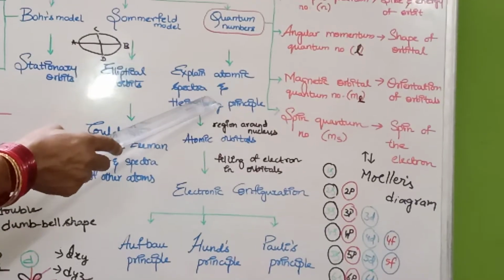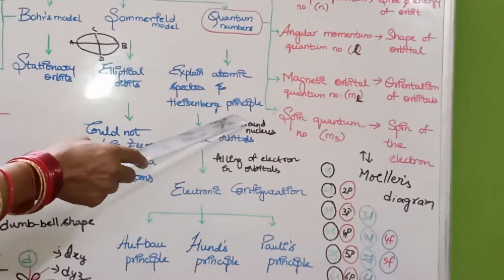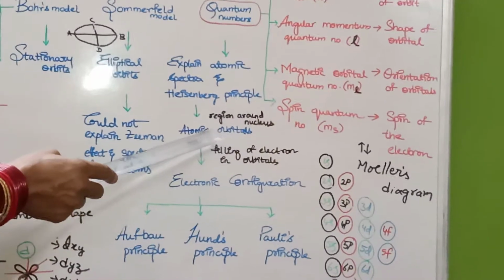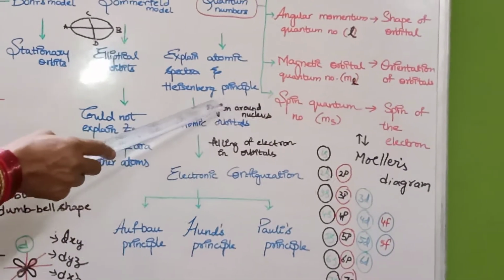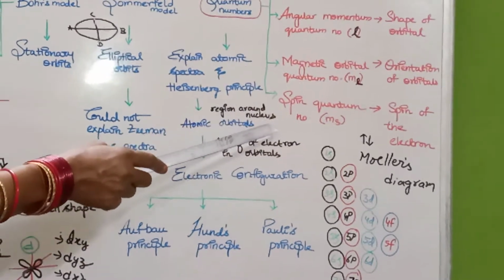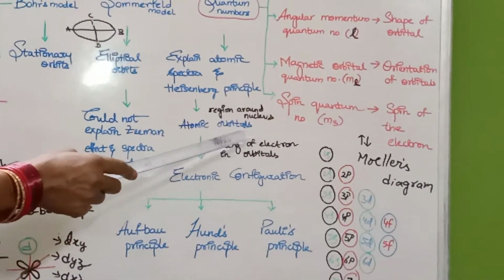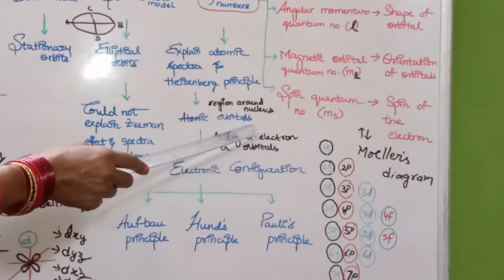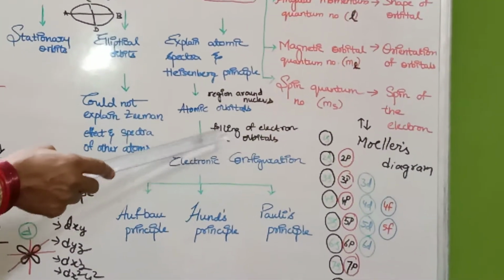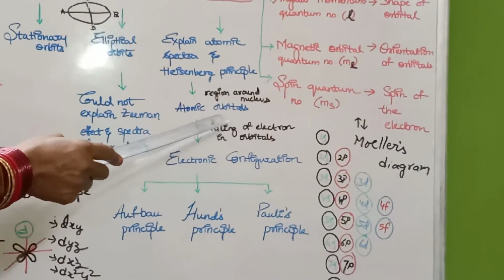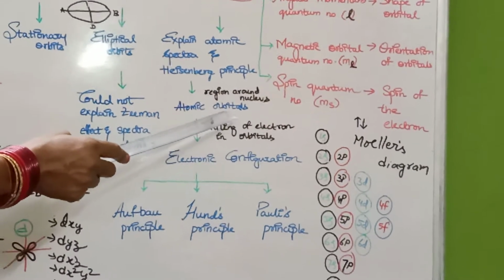They explain the atomic spectra and the Heisenberg principle. Here, orbit is the specific path around the nucleus where the electron is revolving. Orbital means the region of finite probability of finding the electron, called the atomic orbital. Normally atomic orbitals are s, p, d, f.